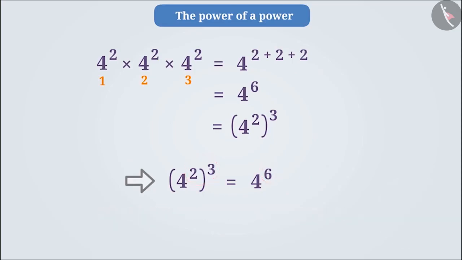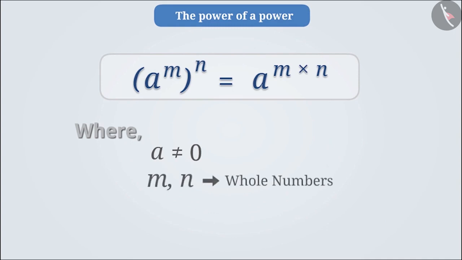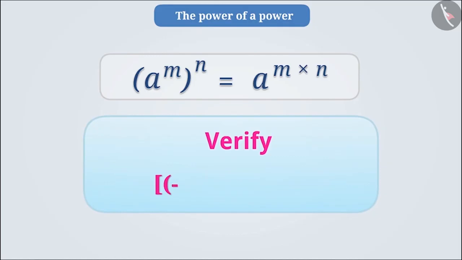Absolutely correct. Here, it will be 2 into 3 is equal to 6. Therefore, we can broadly say that for a non-zero integer a and whole numbers m and n, a to the power of m to the power of n is equal to a to the power of mn. When the power of a power is given, we multiply all the powers and express the result as the exponent of the base. By this rule, verify that minus 5 to the power of 3 to the power of 4 is equal to minus 5 to the power of 12.